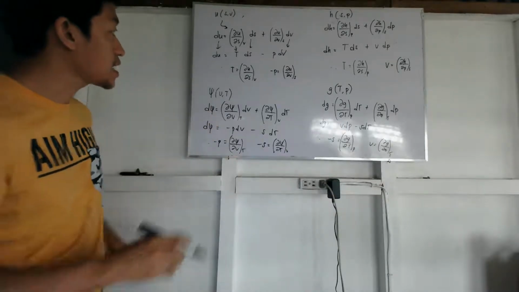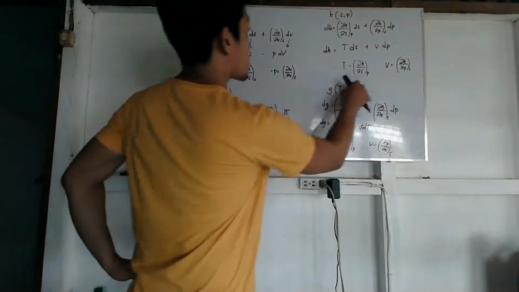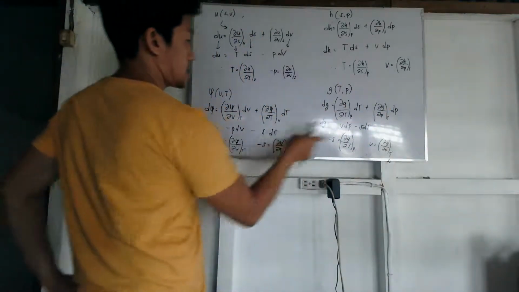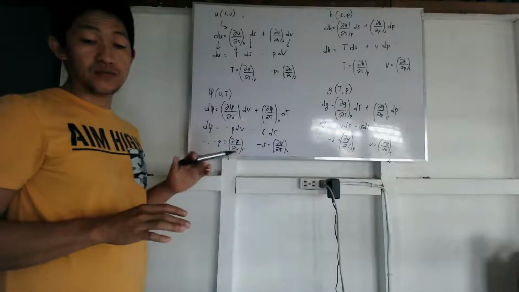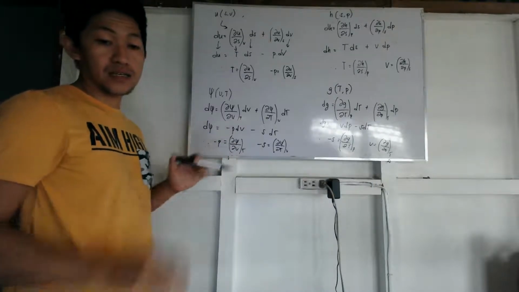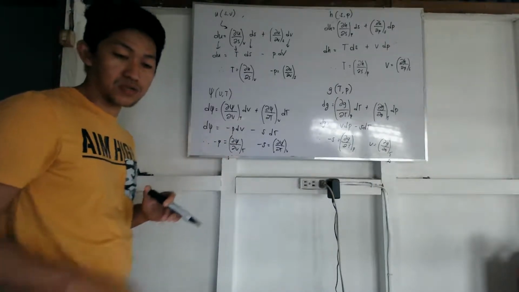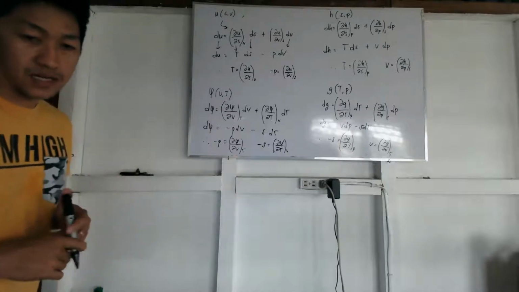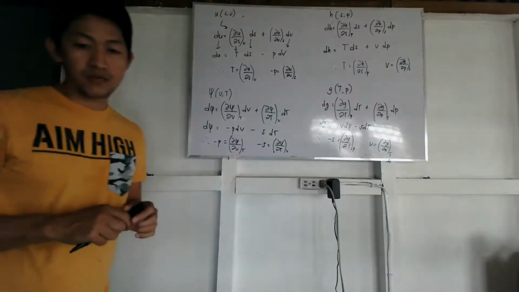So how many relations are there? 1, 2, 3, 4, 5, 6, 7, 8. We have 8 equations.